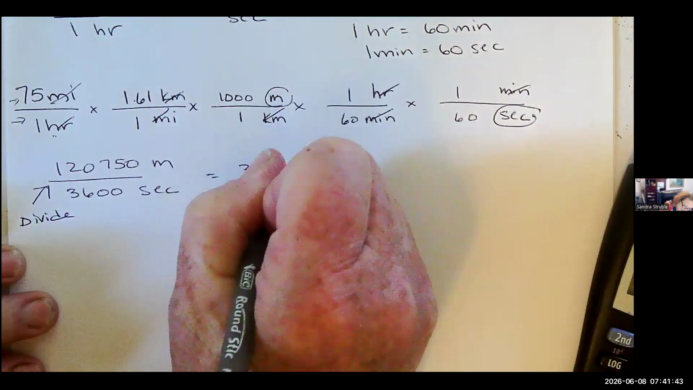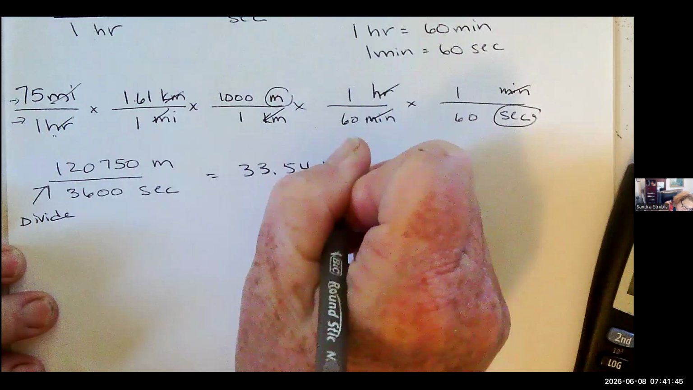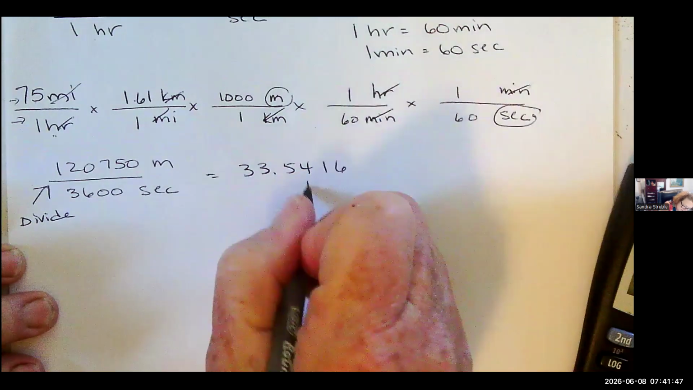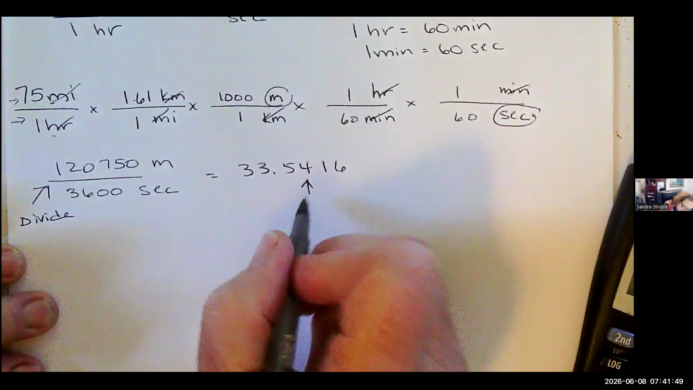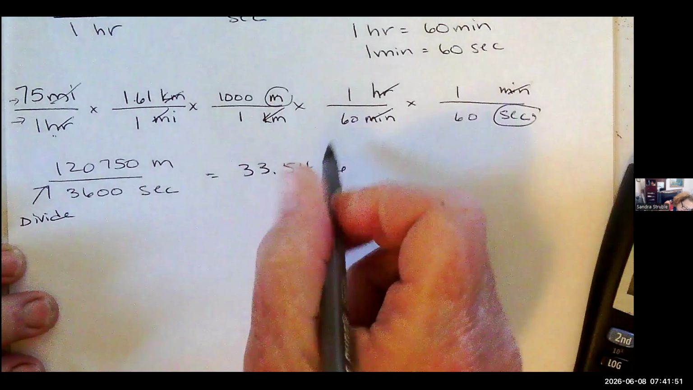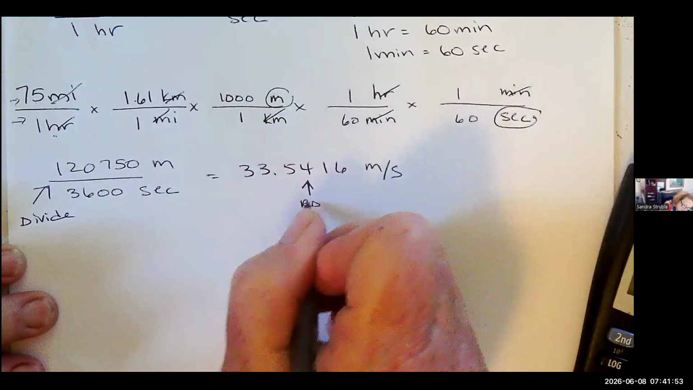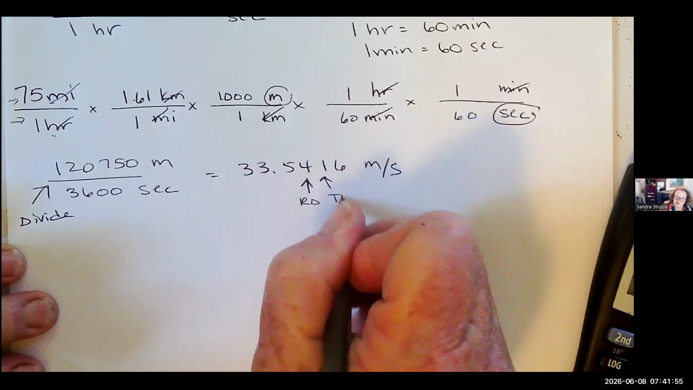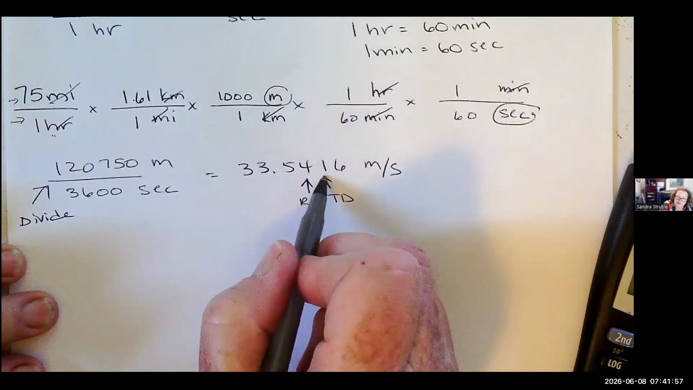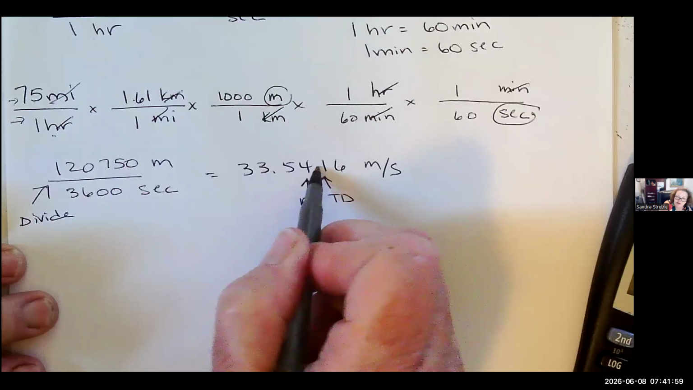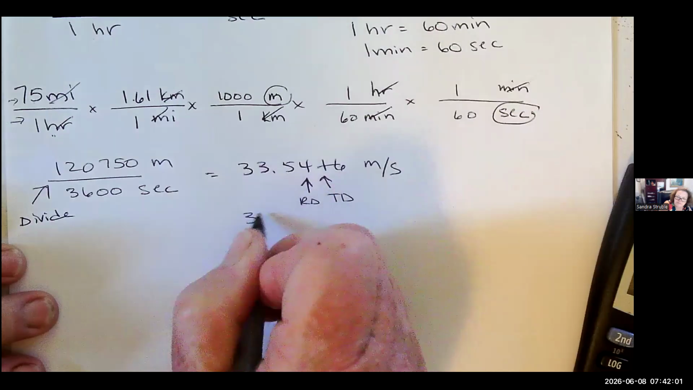I'm going to stop there because I only need to go to 2 decimal places. This is my rounding digit. This is my test digit. Because my test digit is 1 and not 5 or greater, this goes away and my answer is 33.54 meters per second.